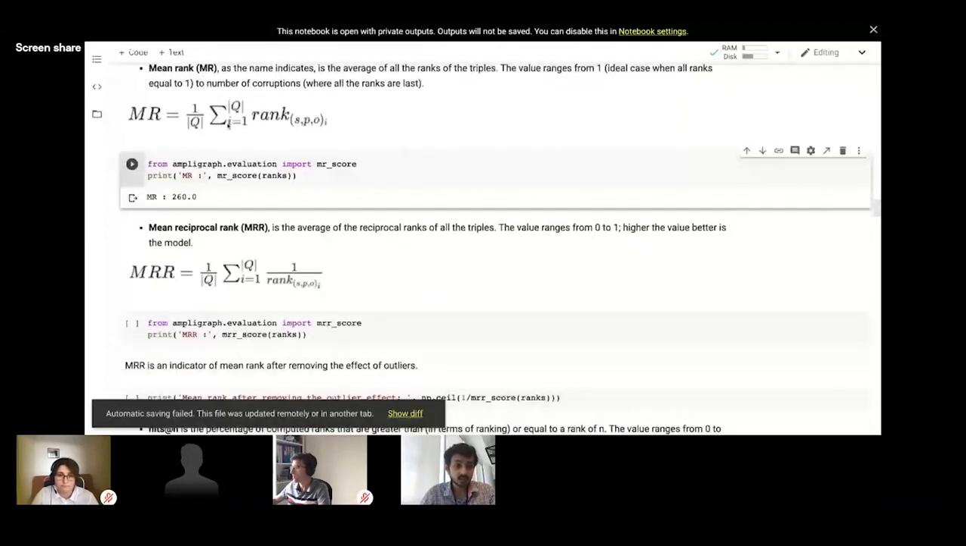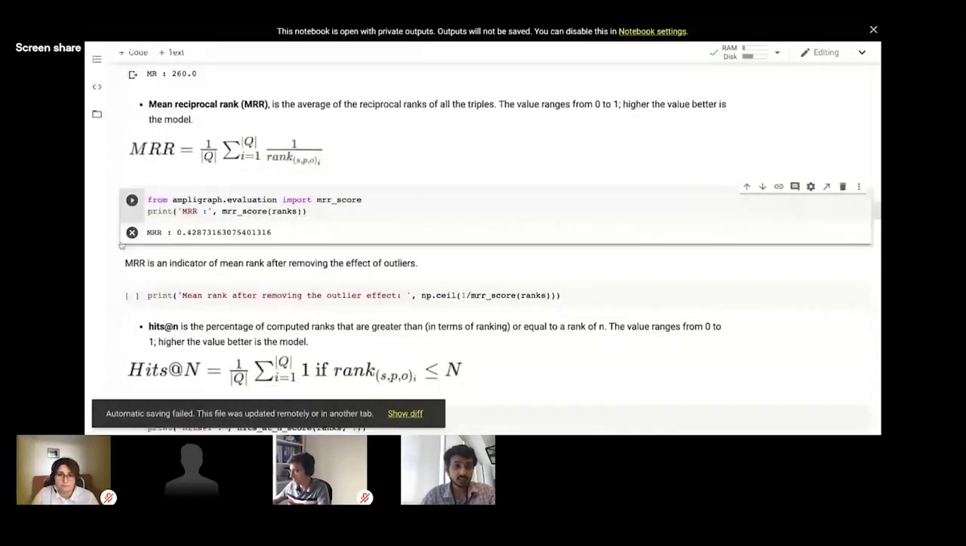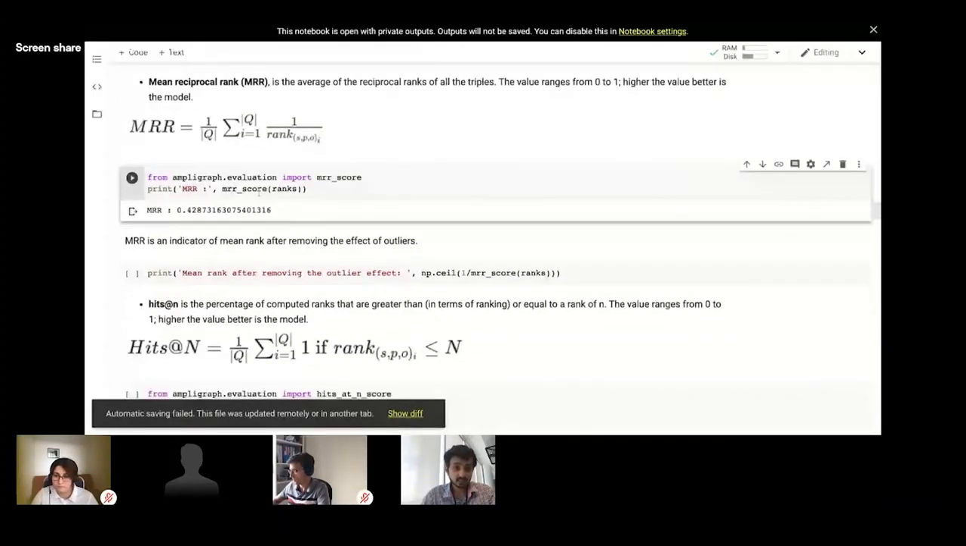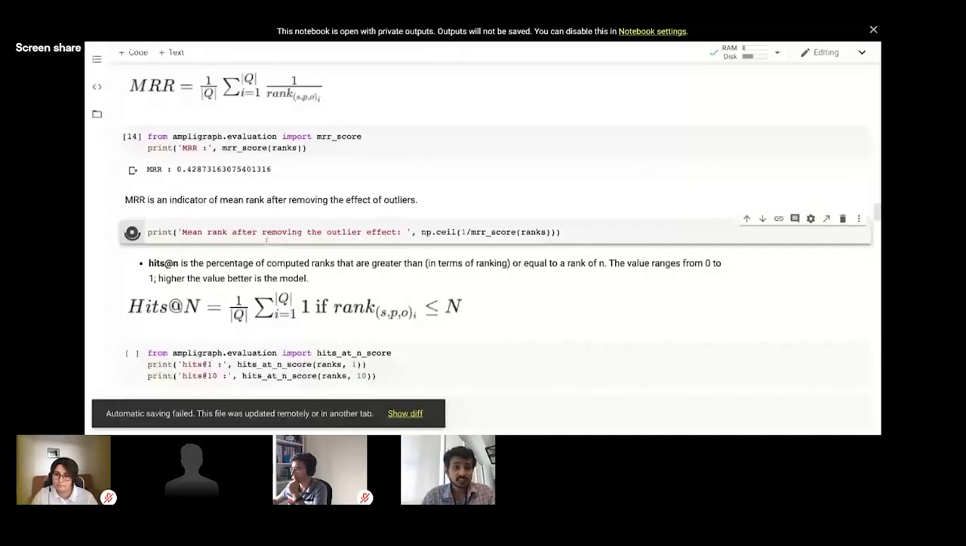So that's why we have something called MRR, the mean reciprocal rank. What it does is it just takes reciprocals of the ranks and then averages them. AmpliGraph provides an API for this as well. Under ampligraph.evaluation, you have the MRR score where you pass the ranks and it returns the MRR score. Again, this is a value between 0 and 1, and the closer it is to 1, the better the model.